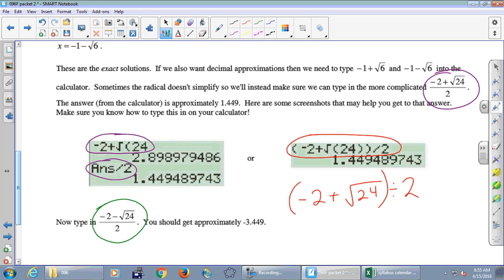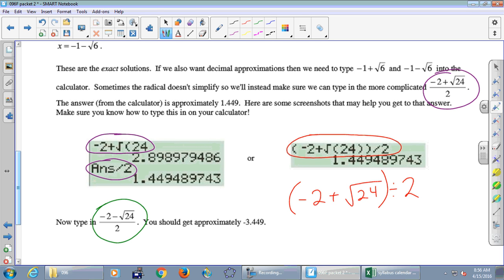Try just start again. Emma, how are we doing up here? Square root is above the x squared button. You have to hit the blue first. There you go. And hit the 24, then equals, and then divide by 2. And we should get 1.449. No. Negative 2. Oh, you didn't. This was a 24. Then divide by 2.